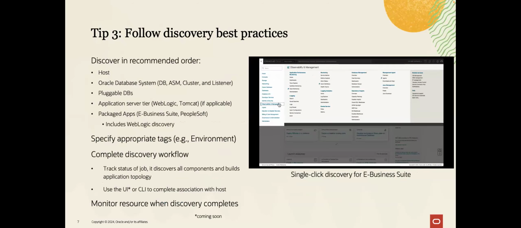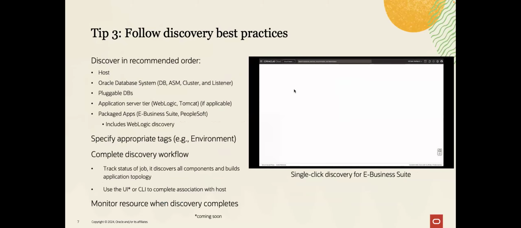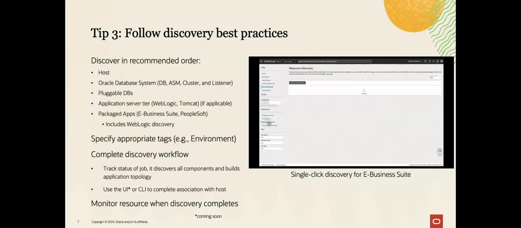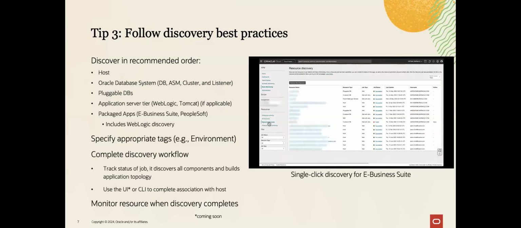When discovering an application, it's completed in this recommended order. First, begin by enabling monitoring on the hosts after agent deployment. And as a reminder, enabling host auto promotion is going to save you time. Next, discover your entire Oracle database system, including your DB system, ASM, cluster, container DB, and pluggable DB. And finally, your packaged applications, such as Golden Gate, or application servers, including WebLogic and Tomcat.